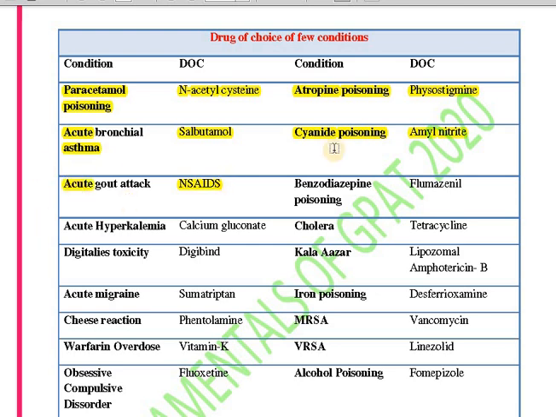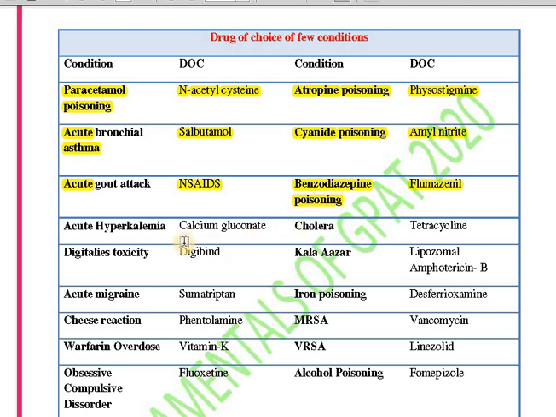Okay, so next one is benzodiazepine poisoning. Benzodiazepines are sedative hypnotic drugs, and if there is poisoning, you have to use the drug of choice, or it is a specific antidote also. Flumazenil is a specific antagonist of benzodiazepines. जो भी benzodiazepine का receptor होता है, that is known as GABA A1, that is also known as omega receptors. So flumazenil is a drug of choice in benzodiazepine poisoning, or flumazenil is an antidote for benzodiazepine poisoning.